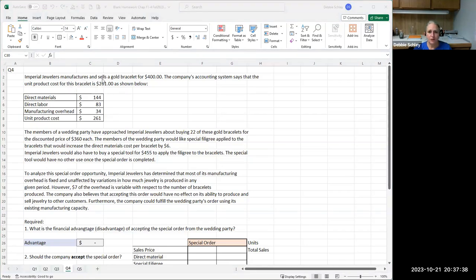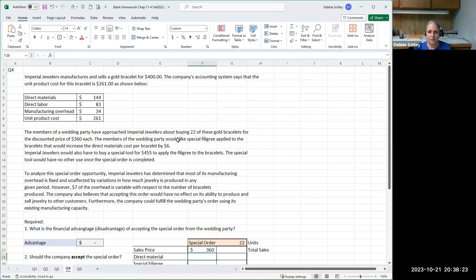Imperial Jewelers manufactures and sells a gold bracelet for $400. The company's accounting system says that the unit product cost for this bracelet is $261 as shown below. And they give us all of the individual costs and then they add it together for us. The members of a wedding party have approached Imperial Jewelers about buying 22 of these gold bracelets. So that's important. So my special order is 22 units, for a discounted price of $360 each. So per unit, it's going to be $360 is what they want to pay.